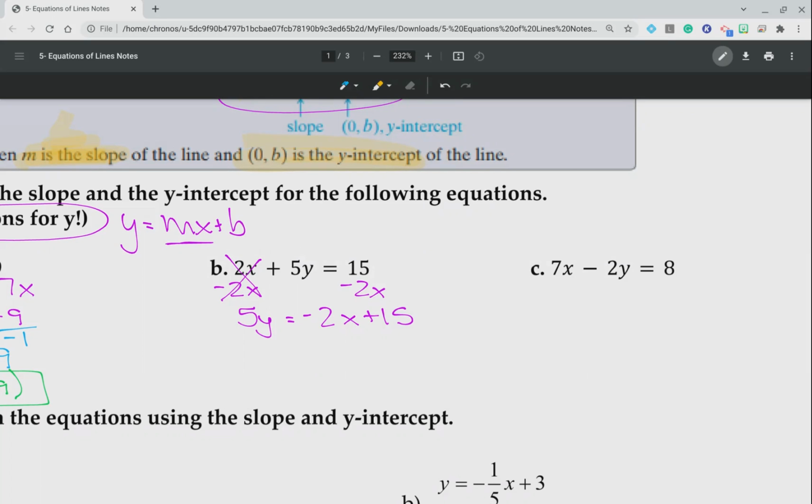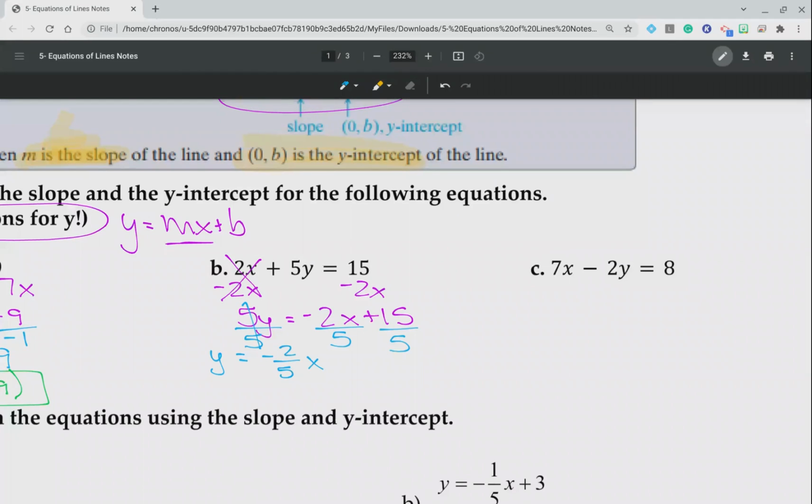So just like before, anything that is in front of the y, I need to divide on both sides. So I divide 5 here, I divide 5 here, and I divide 5 here. So then that 5 goes away, and I get y equals negative 2/5 x. Again, slopes are supposed to be fractions.